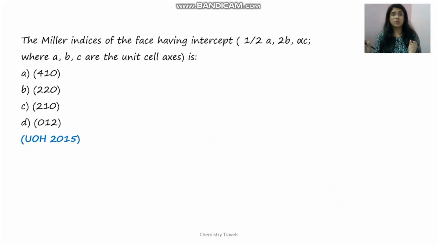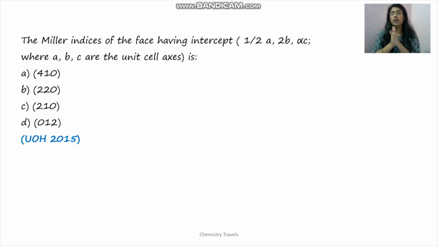So this is the last question for this video, and this is from the University of Hyderabad Entrance Examination 2015 paper. Here they've told that they want the Miller index for a plane having intercepts 1 by 2a, 2b and infinity c, where a, b and c are the unit cell axes. They've given the intercepts and they're asking for the Miller indices.